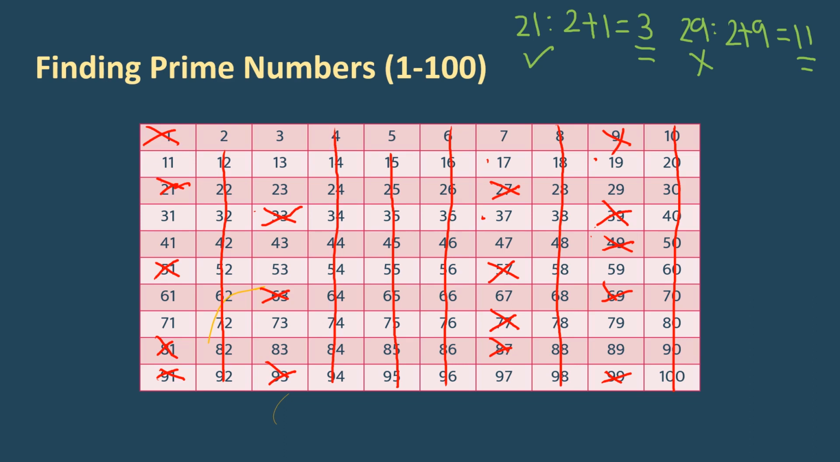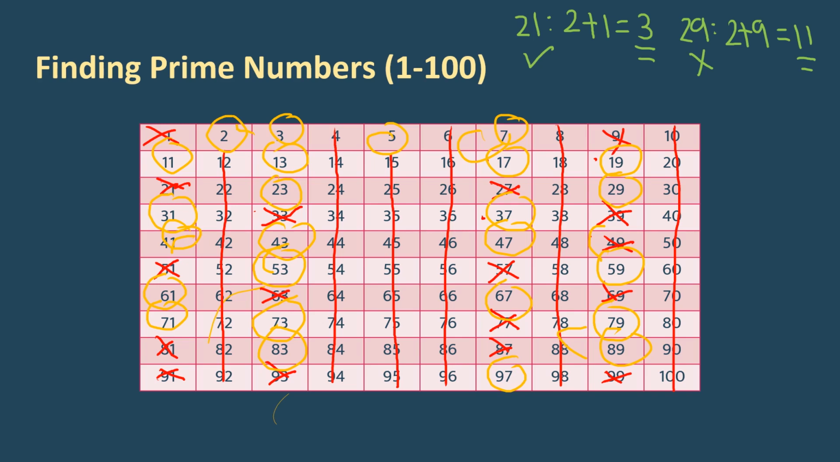So the remaining numbers that we see here that are not cancelled out are all prime numbers. So all these numbers that are circled in orange now are prime numbers from 1 to 100. We can still find prime numbers that are larger than 100, but we're not going to do it here.